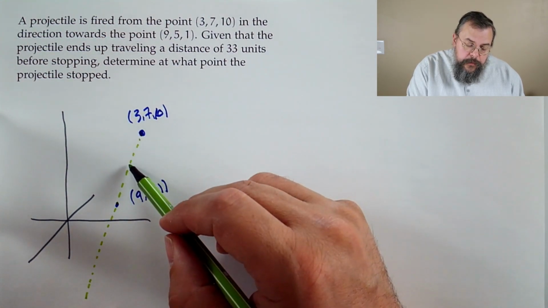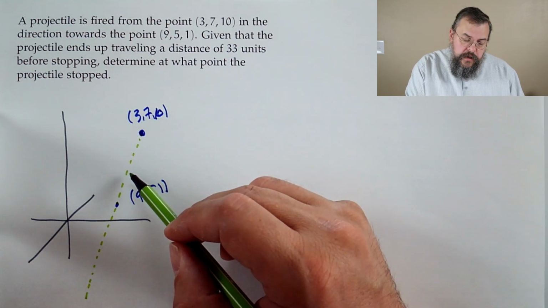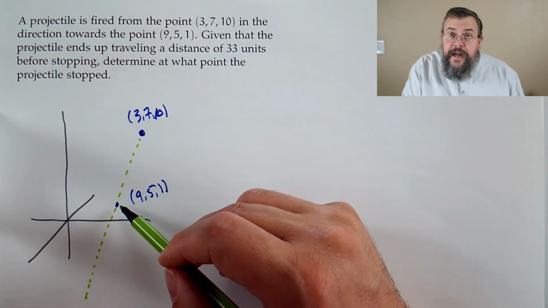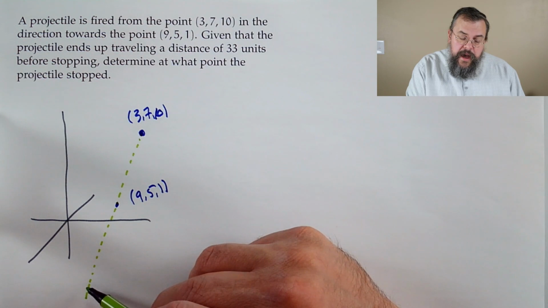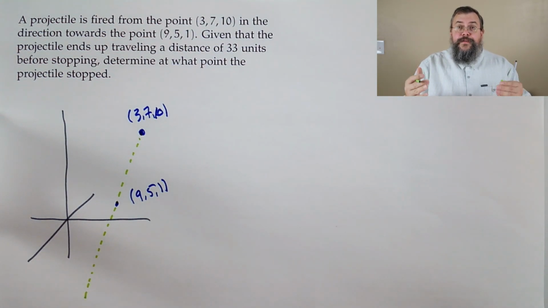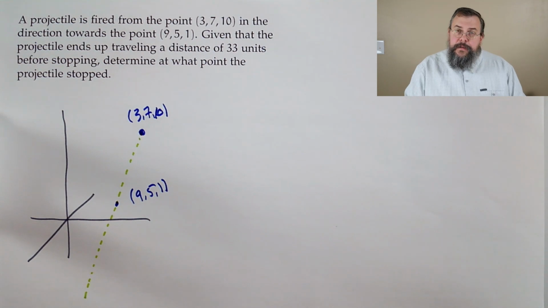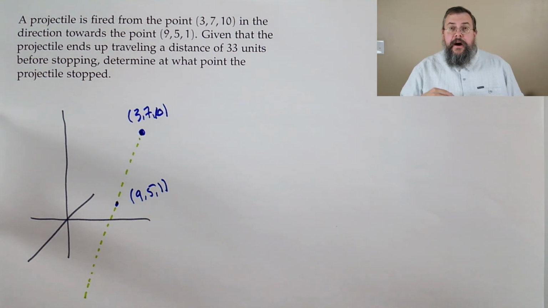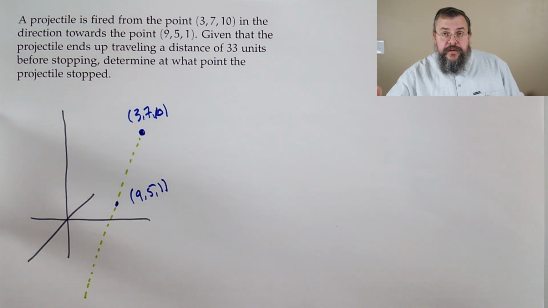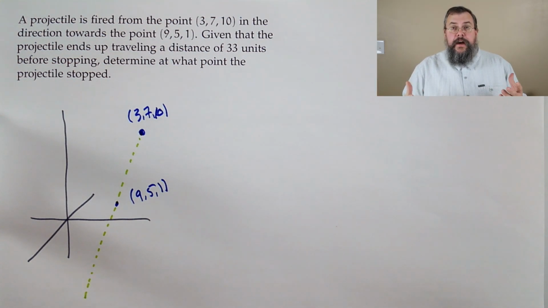Maybe it stops before we hit the point 9, 5, 1. Maybe it stops exactly at 9, 5, 1. Maybe it stops past it. Well, we don't know. That's what we have to figure out. If we knew, we'd be done already. So how do we figure it out? Well, what do we know? We know how far it travels, so we need to take that information into account.